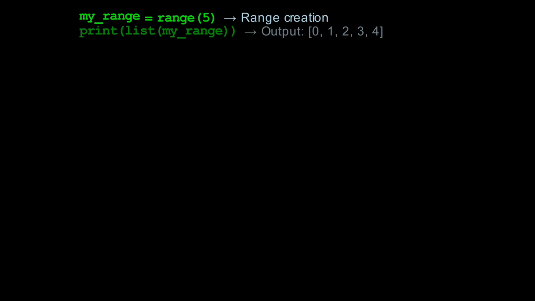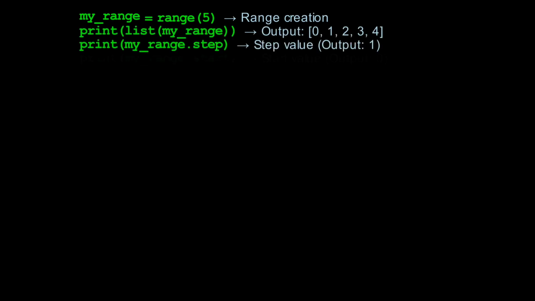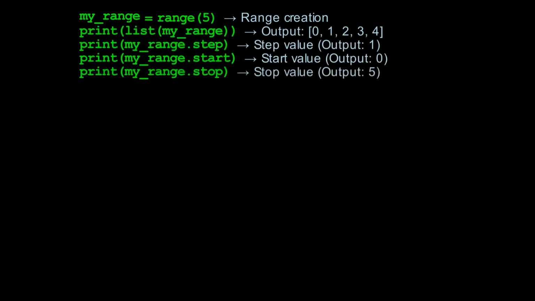Here we create a range object that will generate numbers from 0 to 4. My range assigns range of 5.